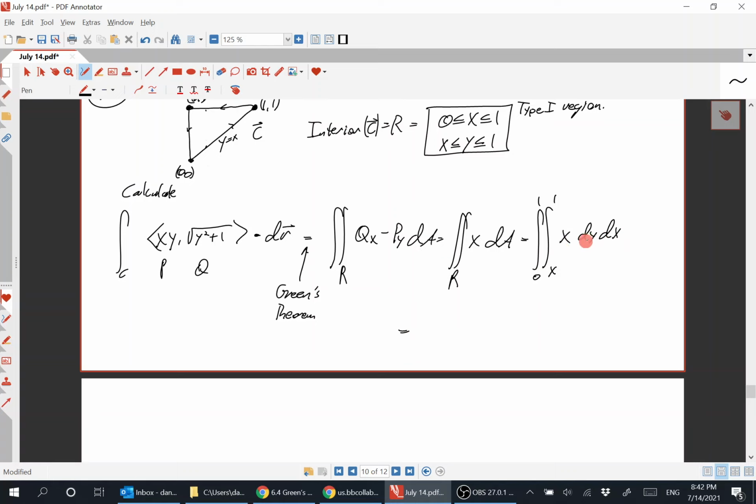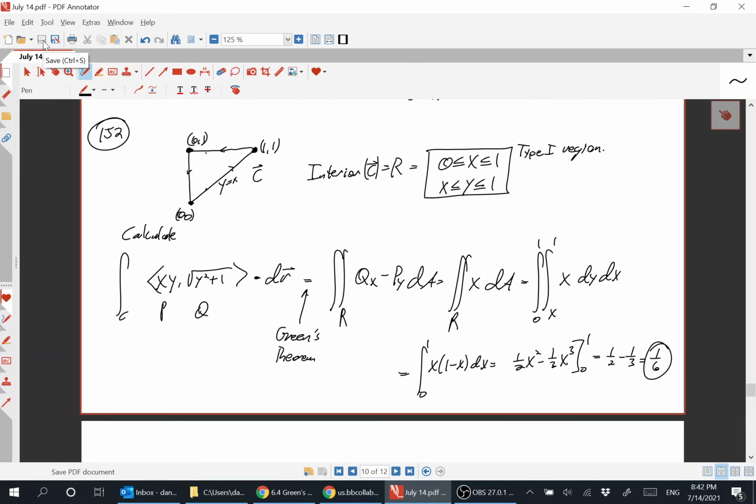So the antiderivative with respect to y is just xy, so it's x times 1 minus x. So that's the integral of x minus x squared. So 1/2 x squared minus 1/3 x cubed from 0 to 1. 1/2 minus 1/3 equals 1/6. Okay, so that's another nice application of Green's theorem. And as you can see, it saved us quite a bit of work there.